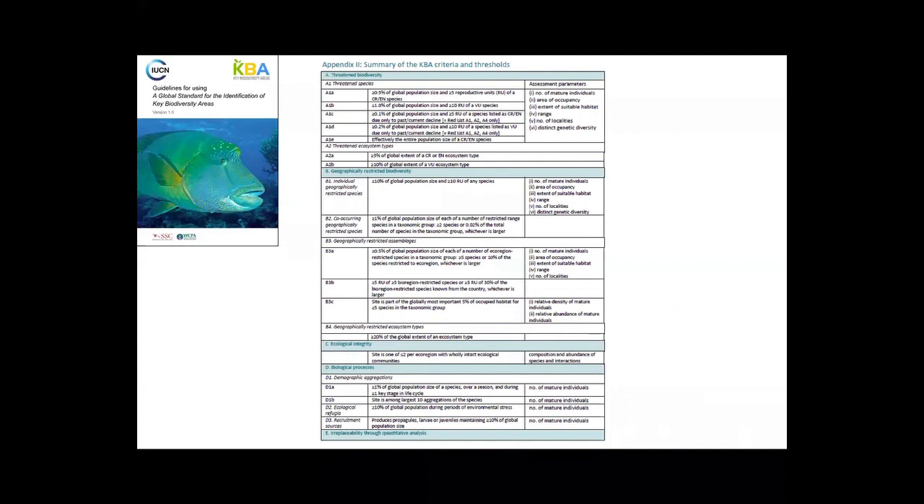Finally, I also want to highlight that there's a handy one-page summary of all the KBA criteria and thresholds in Appendix 2. And so I think that will be very useful for people who want a quick overview of how all the different criteria and thresholds relate to each other.